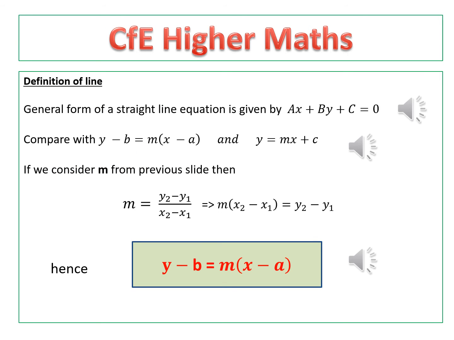In this slide, we can see that we've introduced the general form of a straight line equation in the form ax plus by plus c equals 0, comparing it with the 2 other forms shown below that you've encountered in National 5.